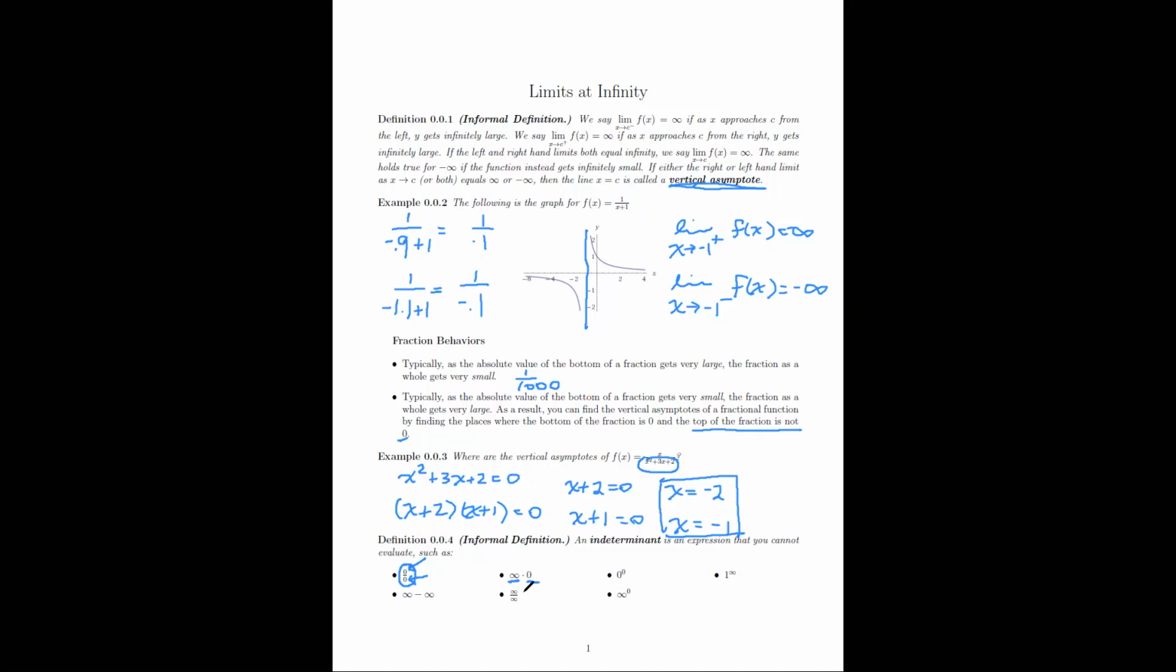So if the bottom of a fraction is really large, the fraction as a whole gets really small. That's what we were just talking about. So this infinity tells us we should be going towards 0, but this infinity tells us we should be going to infinity. Which do we do? So these are indeterminate forms. We can't tell anything if we have an indeterminate form. However, if we don't have an indeterminate form, that's when we can find our vertical asymptotes. So vertical asymptotes are places where the function goes to infinity or minus infinity.